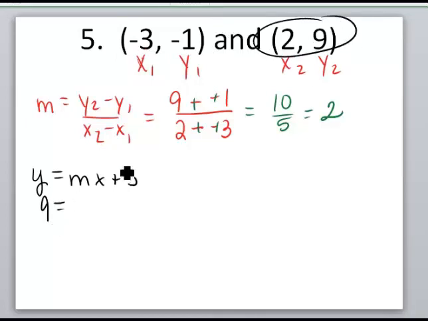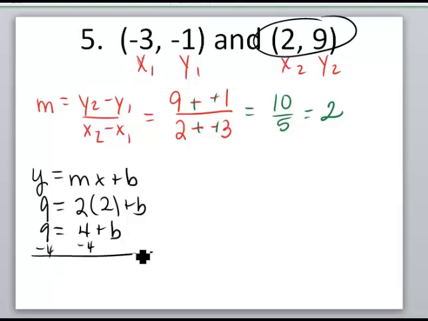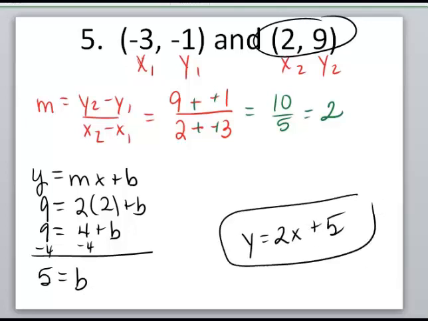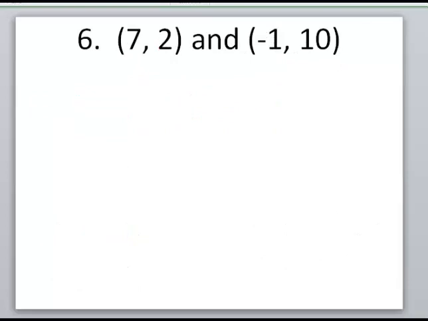Put 9 in for y, put 2 in for m, put 2 in for x plus b. 9 equals 4 plus b. Subtract 4 on both sides to get b by itself. B is 5. Y equals mx plus b is my answer. Last example.